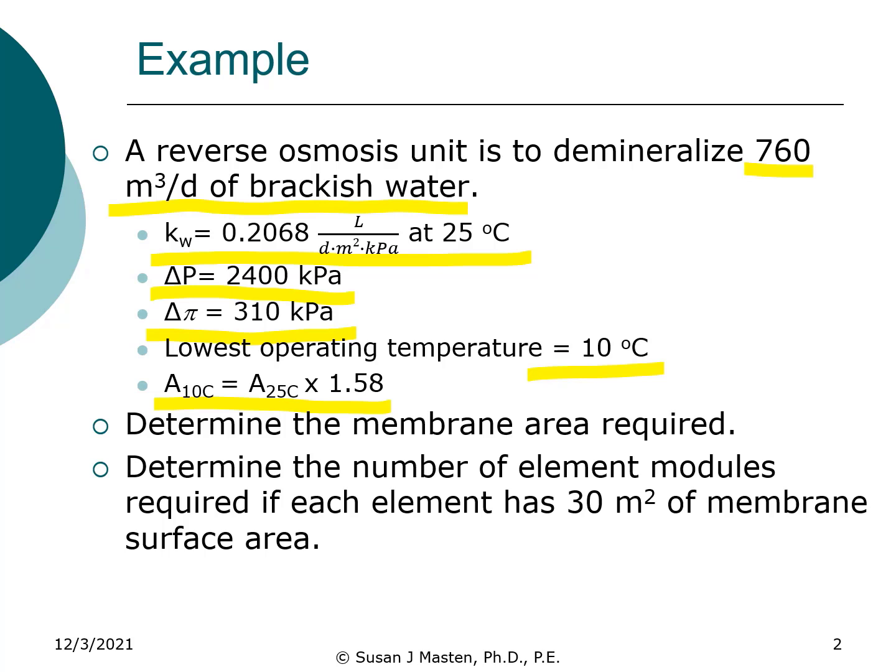We're asked to determine the membrane area required and the number of element modules required, assuming that each element has 30 meters squared of membrane surface area. Let's just write down the information that we have.